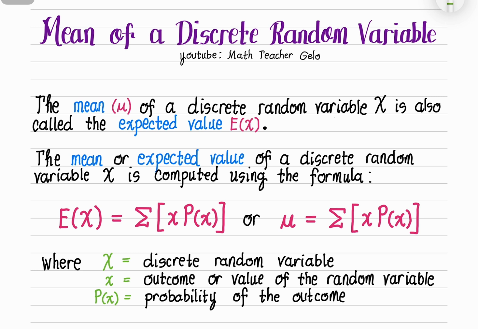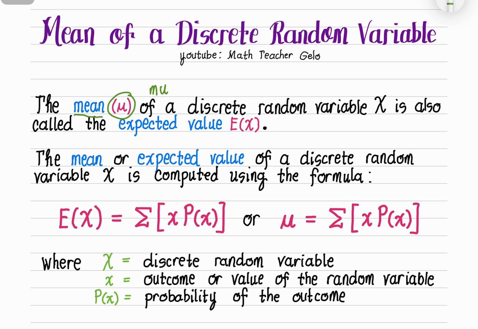For today's video, I will show you how to compute the mean of a discrete random variable. In our previous video, we already discussed the expected value. Actually, the mean of a discrete random variable x is also called the expected value. Okay, so yung mean natin class, ito, ay can be written in this symbol. Okay, so ibig sabihin mu.